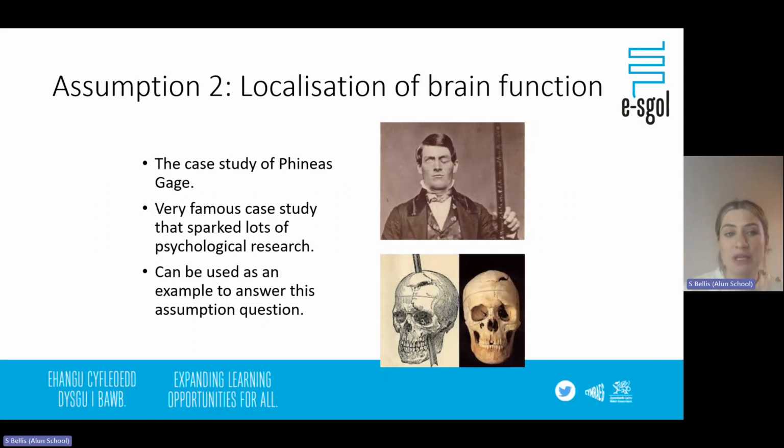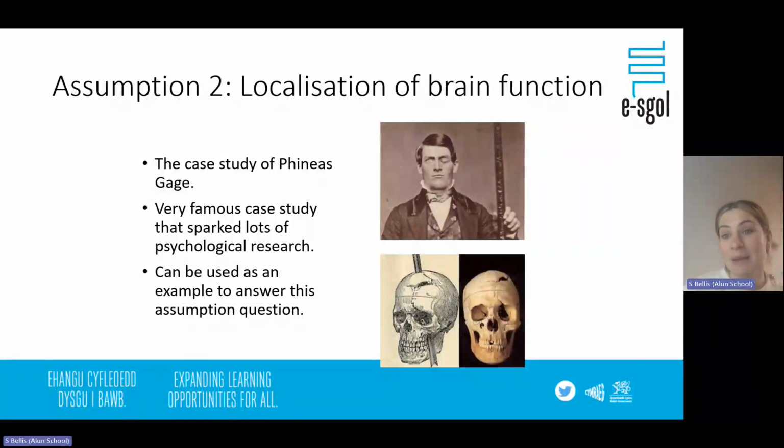Let's have a look at another assumption. So the second assumption of the biological approach is localisation of brain function. Now, this started with the man that you can see on the screen, and this is Phineas Gage. Phineas Gage was a really, really famous case study that sparked lots and lots of psychological research. And what happened to Phineas Gage is actually quite sad, but also super interesting. He was a really nice guy.